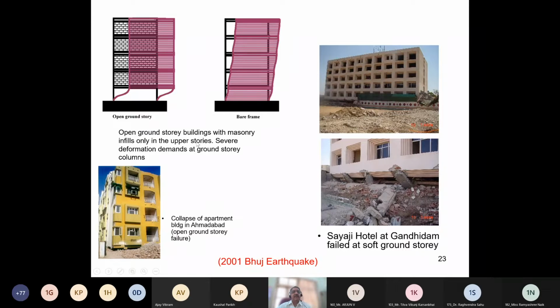Open ground story buildings with masonry infills only in the upper stories have severe deformation demands at ground story columns. So in such a case, the ground story columns get crushed. To avoid this, we take care while providing reinforcement in the ground story columns, and also we provide stirrups at closer intervals. So, failure of such a building, collapse of an apartment building in Ahmedabad, open ground story collapse. On the right hand side, this is Gandhidham, a hotel called Sayaji Hotel. We are seeing here first story and above. The ground story has been crushed. This is a closer view of ground story columns. So this is open ground story or soft story failure.